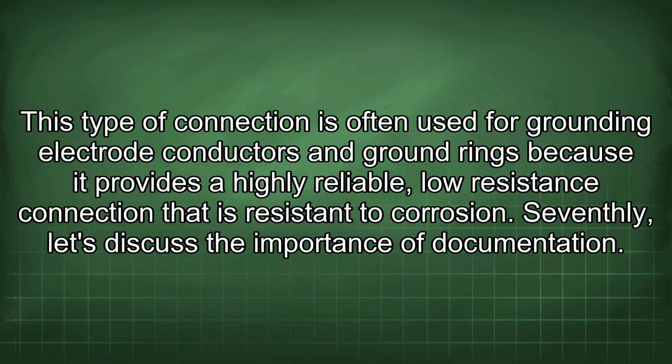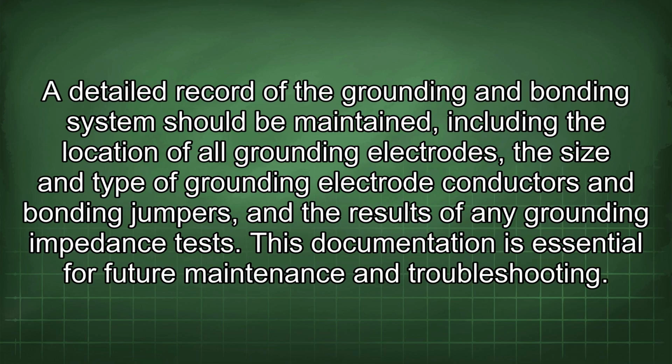Seventhly, let's discuss the importance of documentation. A detailed record of the grounding and bonding system should be maintained, including the location of all grounding electrodes, the size and type of grounding electrode conductors and bonding jumpers, and the results of any grounding impedance tests. This documentation is essential for future maintenance and troubleshooting.